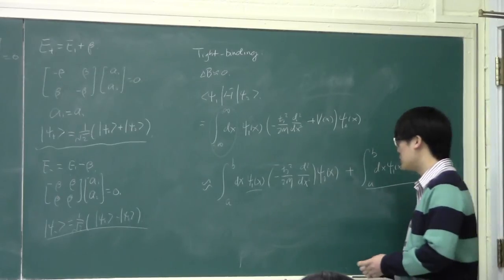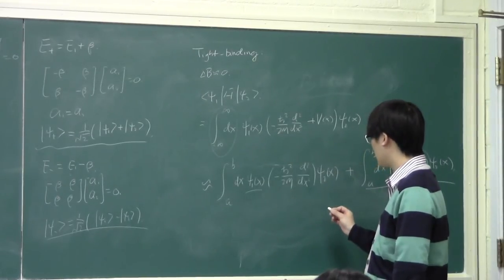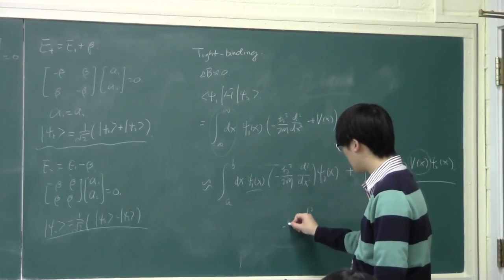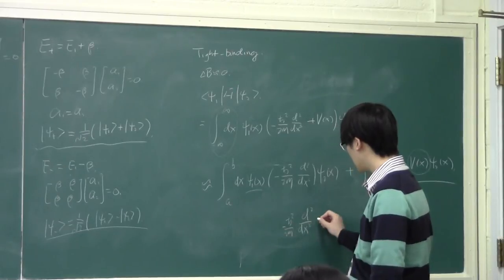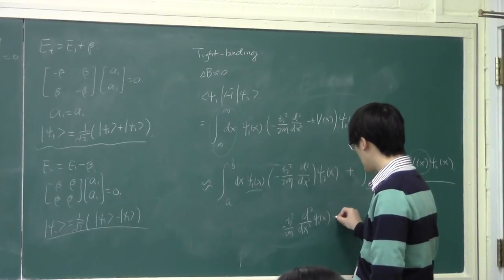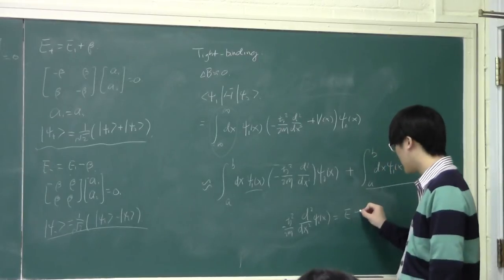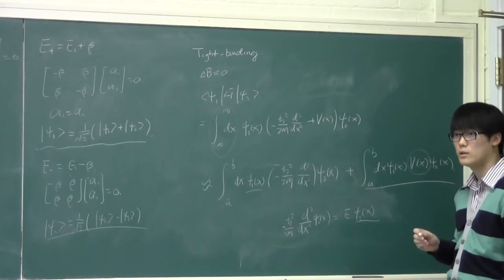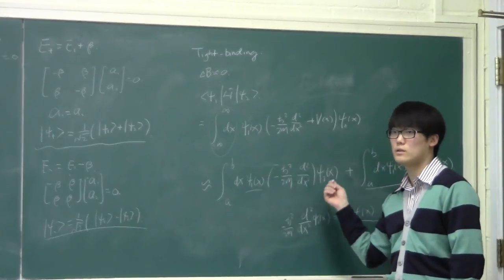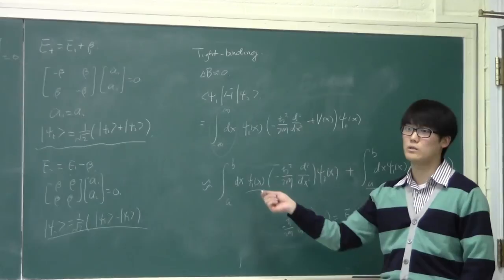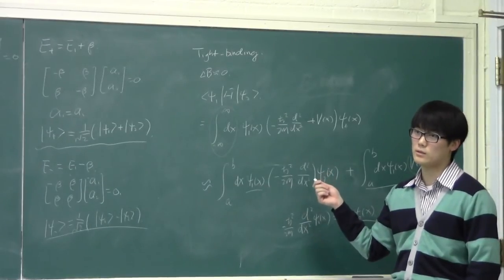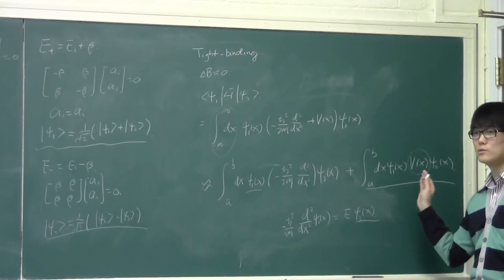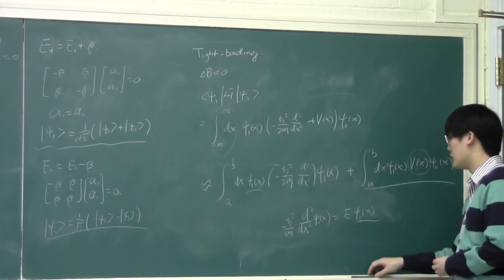So if the energy eigenvalues are negative, that means minus d squared by dx squared. According to the Schrodinger equation, this is equal to a negative number times the wave function, which we have assumed to be real and positive. So this expectation here is a negative number. So beta is less than zero in the tight binding approximation. And you see the problem here. We have to do this because it's only an approximation.